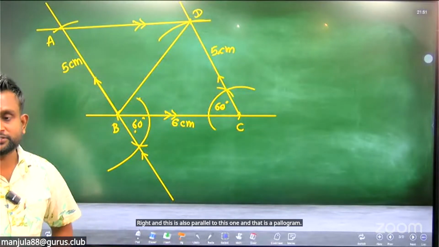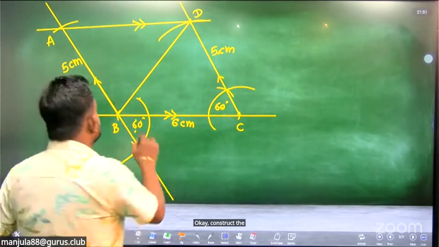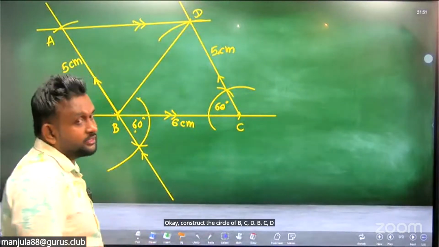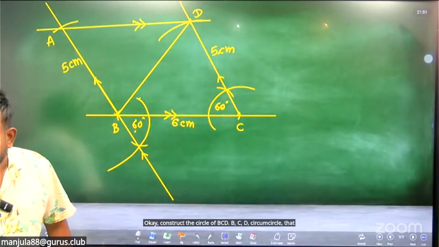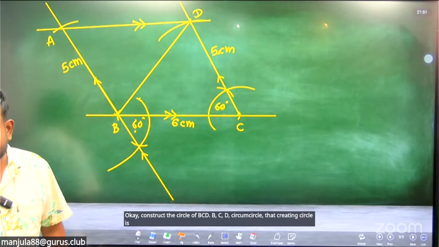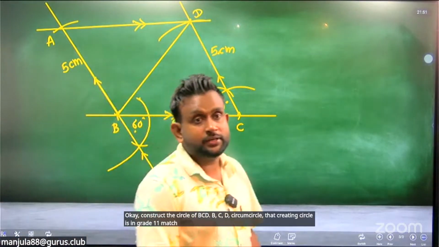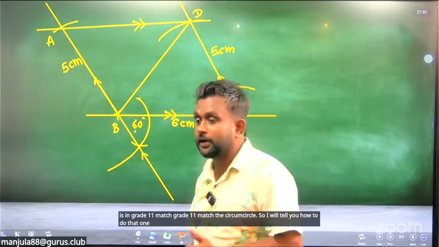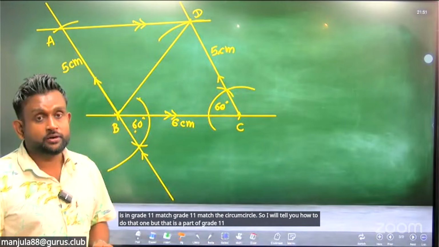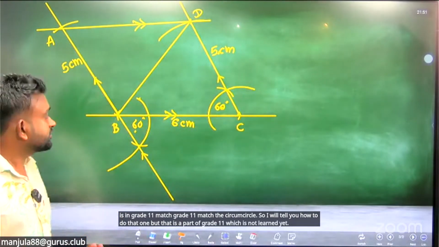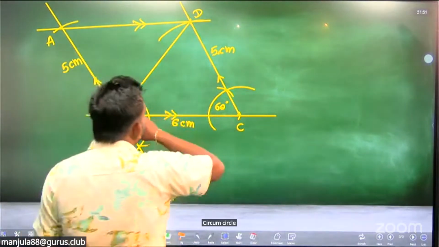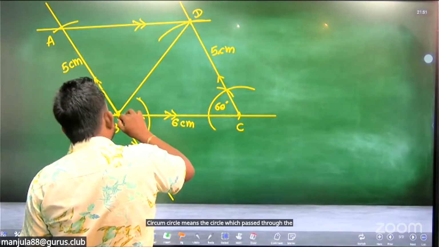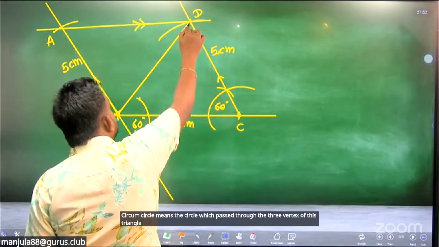Okay, construct the circumcircle of BCD. BCD circumcircle. That creating circle is in grade 11 maths. Grade 11 maths, the circumcircle. So I will tell you how to do that one, but that is a part of grade 11 which is not learned yet. Okay, circumcircle means the circle which passes through the three vertices of this triangle. Three vertices of this triangle.